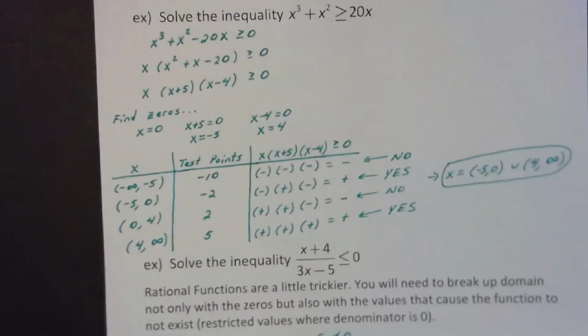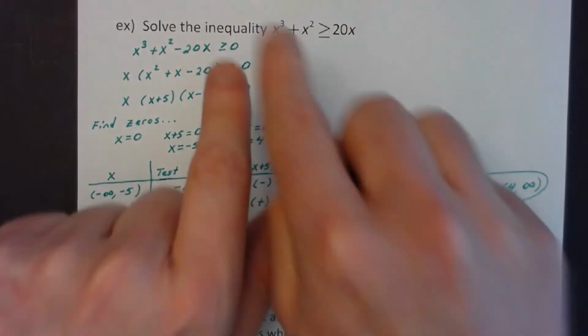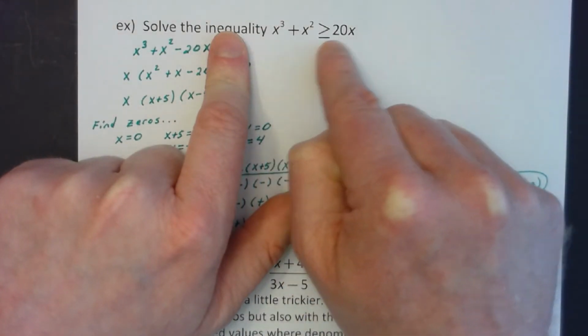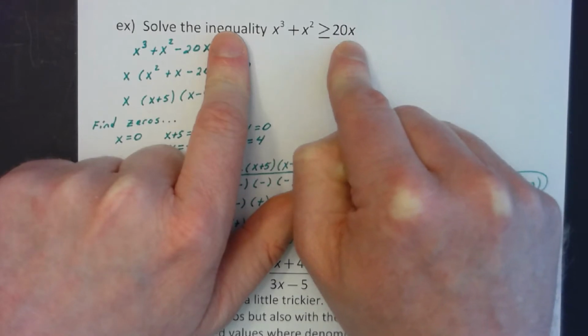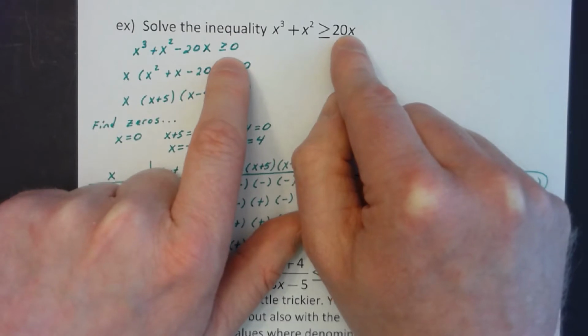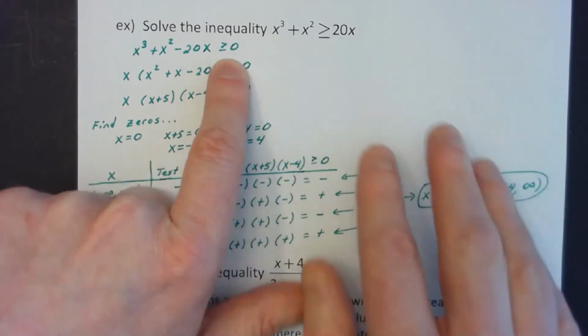The next polynomial inequality I want to look at with you: I have the polynomial x cubed plus x squared is greater than or equal to 20x. First step on your other page, get 0 on one side. Notice that's what I've done. I've subtracted 20x on both sides.